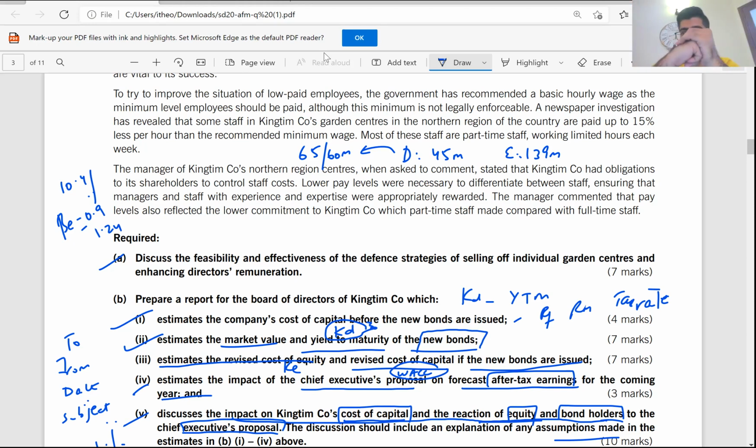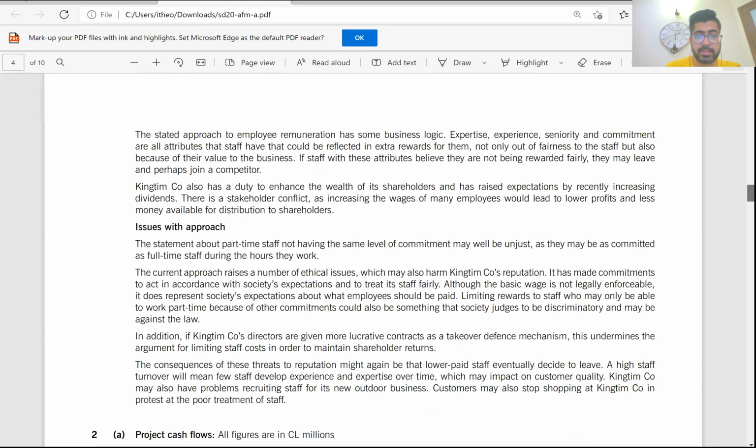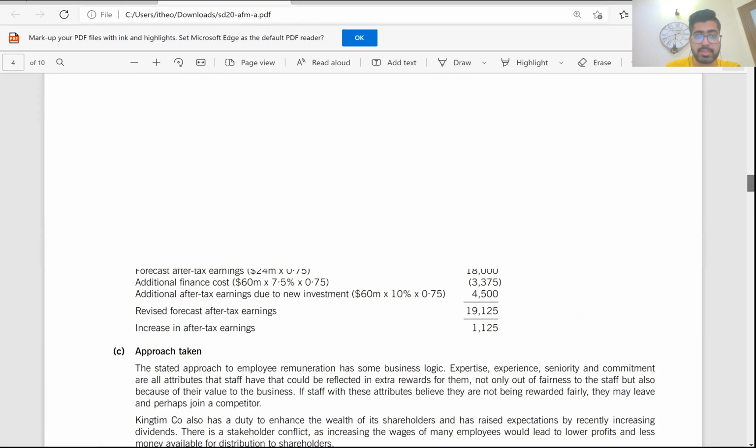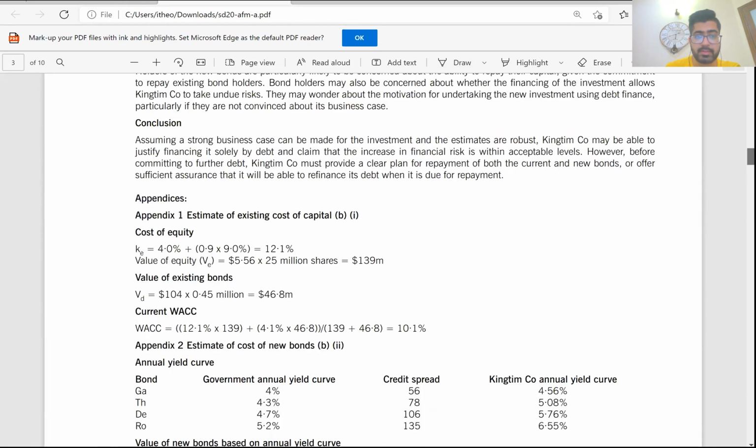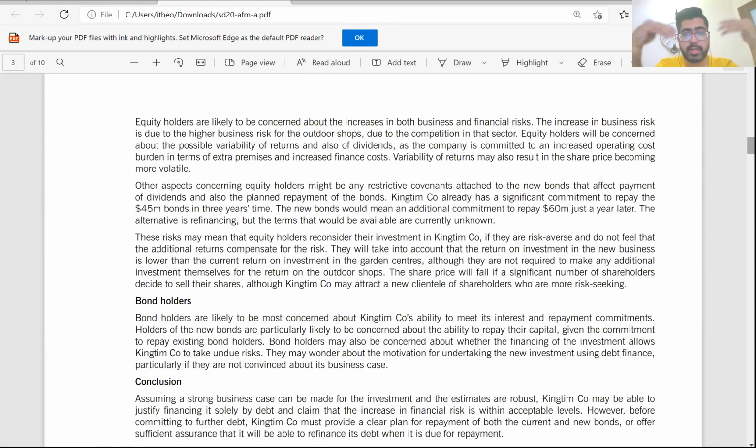I would suggest you read this answer from the examiner's answer. Okay, in the examiner's answer, all this is written. Obviously you can never write all the stuff which is given in the examiner's answers, but this just gives you sound knowledge and information which you can apply in the exam. Okay, so this is it with the question.